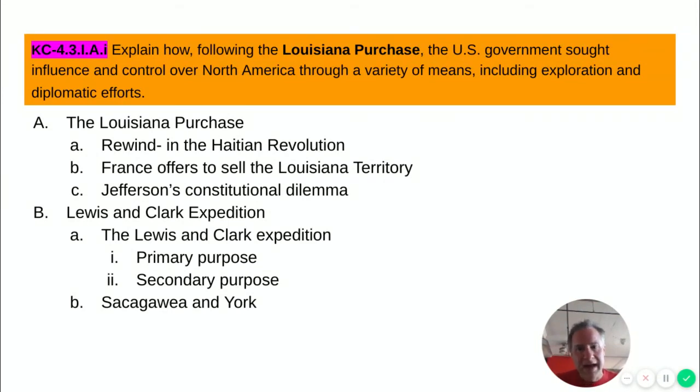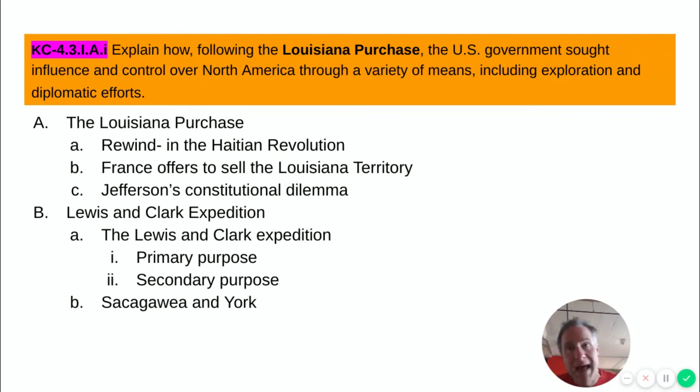Once we had acquired the Louisiana Territory, Jefferson said, now we need to see what it is. So he organized what's called the Corps of Discovery, CORPS, better known as the Lewis and Clark Expedition. It was a group of military people and scientists and explorers Jefferson organized under Meriwether Lewis and William Clark to go out from St. Louis and explore the new territory with two purposes.